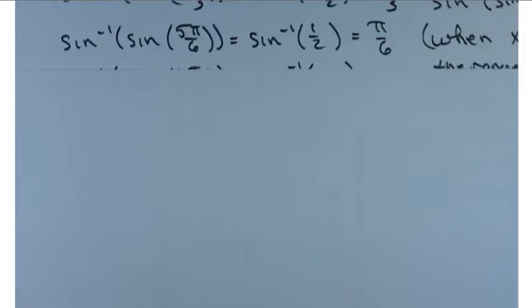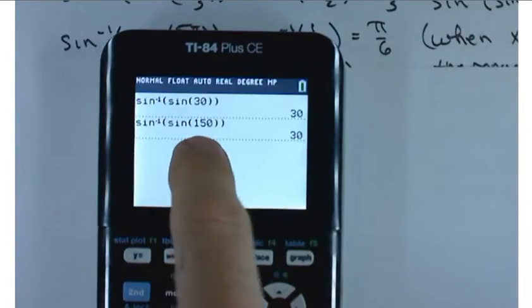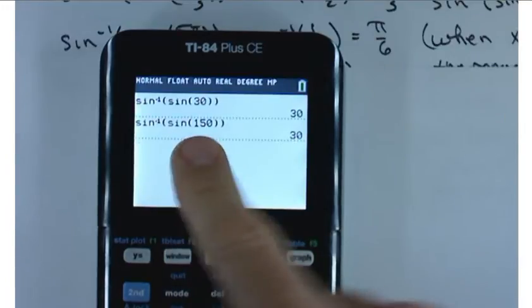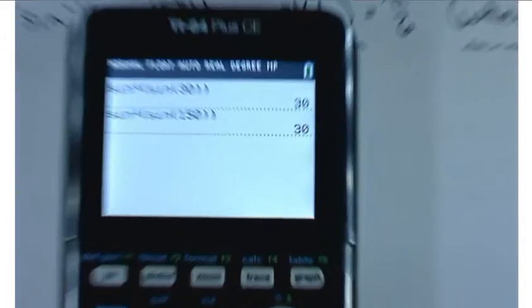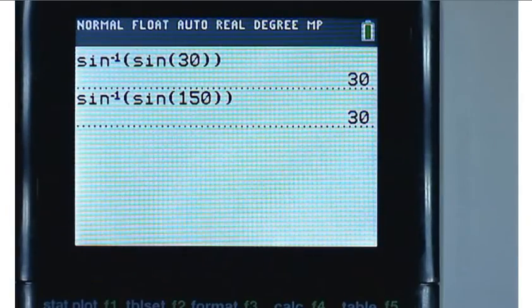Now, I didn't get an error here, did I? I just got a different number than what I started out with. Why don't you get an error since it's outside of the range? Because what's going to happen here? Let's take a look. When you take the sine of 150, the sine function is going to give you a number between -1 and 1, always.